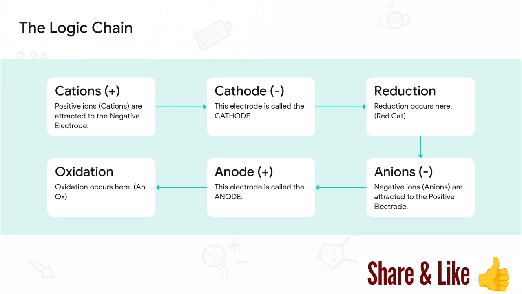And what happens at the cathode? Well, red cat tells us reduction happens there. Now for the other side, our negative anions, they travel to the positive electrode, and we call that one the anode. And what happens at the anode? An ox tells us oxidation happens there. See, it all connects together perfectly.